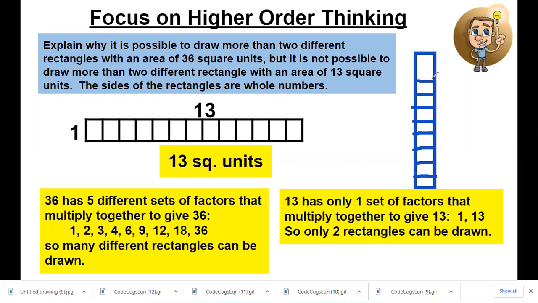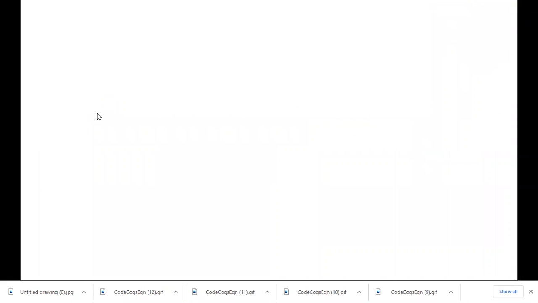I'm trying to make them equal in size. 1, 2, 3, 4, 5, 6, 7, 8, 9, 10, 11, 12, and 13. So anyways, that would be a rectangle that's going the other direction with 13 as a width and 1 as a length. So only 2 rectangles can be drawn with a prime number. Okay, continuing on.